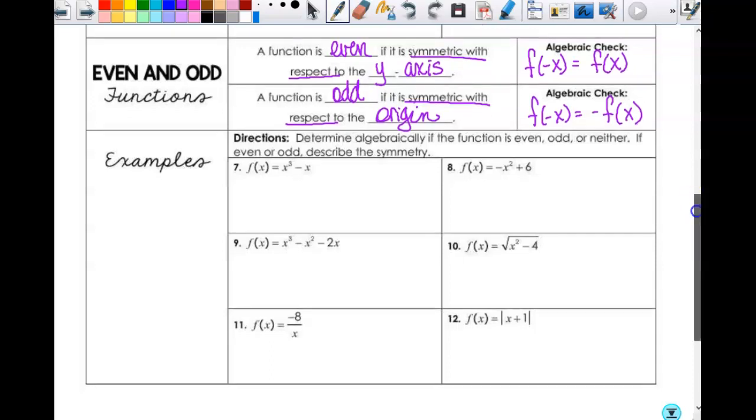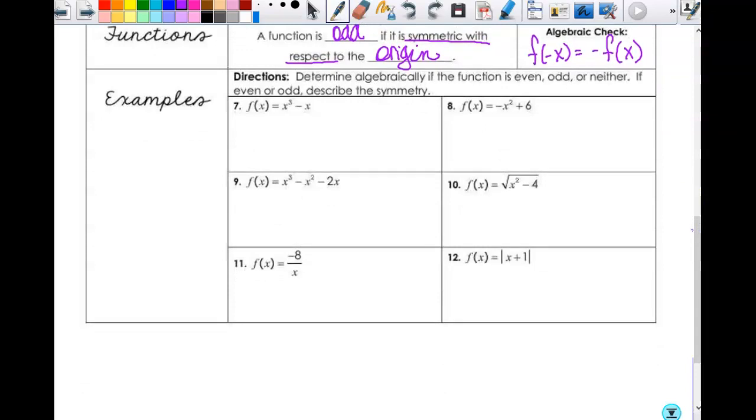Now, we've got to make sure we read the directions and actually answer these questions fully, because it says determine algebraically, which means I've got to show some work, if the function is even, odd, or neither, and if it's even or odd, describe the symmetry. So yes, that is part of the answer. In order to figure out if it's even or odd, you start by finding f of negative x. Here that is equal to negative x cubed minus a negative x, right? So what's negative x cubed? Negative x cubed, right? So this gives me negative x cubed plus x. We agree with that?